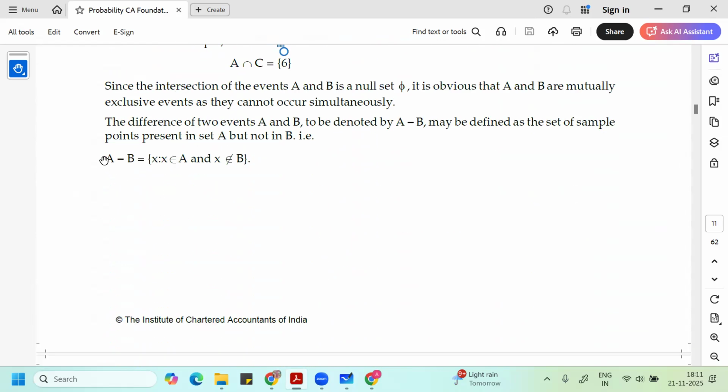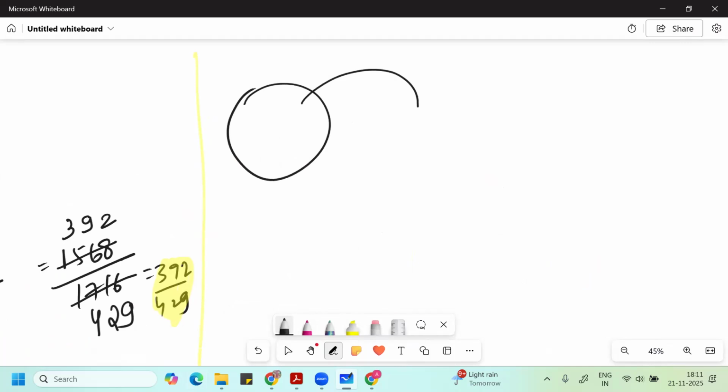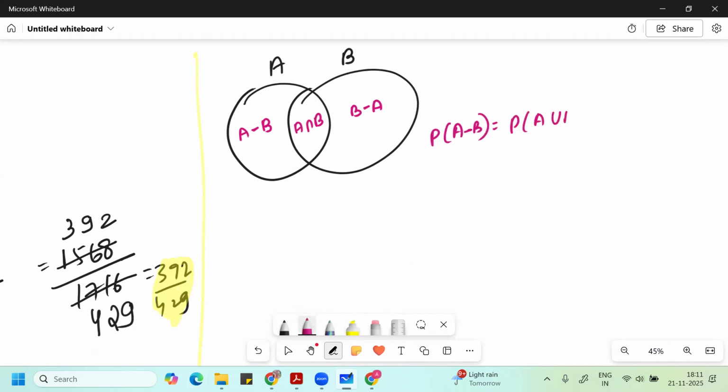A minus B means the part of A where there's no B. Suppose this is set A, this is set B. This is A intersection B. This is A minus B. And this is B minus A. This whole is A union B. So A minus B basically means probability of A union B minus probability of B. A minus B means the total set minus the B set. If you subtract the set B, you'll get A minus B.